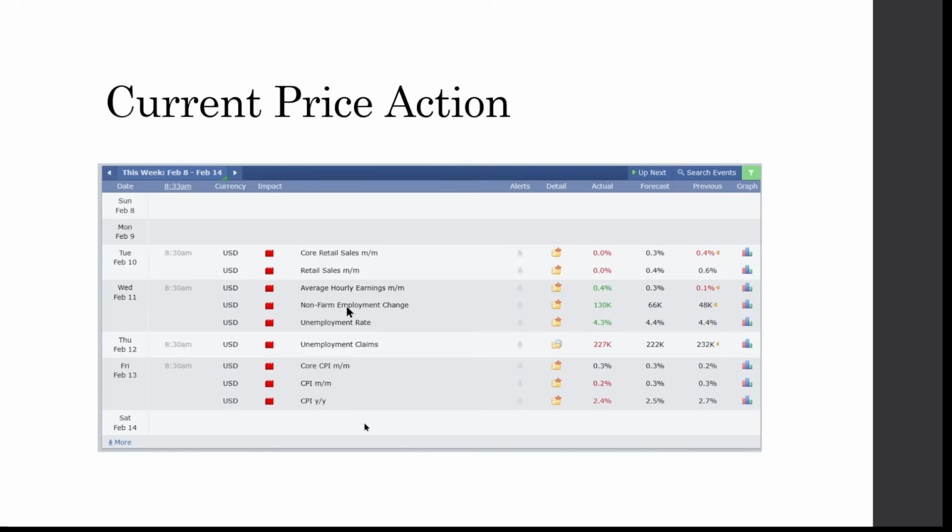And we're also not going to trade NFP because of the low precision price action that it usually gives, right? And then Thursday would be a tradable day, but Friday will not be a tradable day, especially for day trading CPI, right? So let's look at what happened.